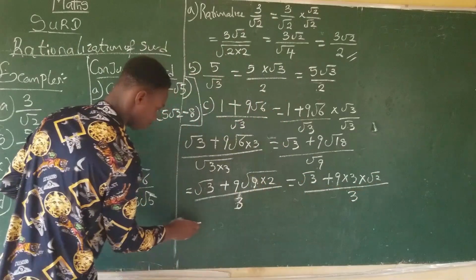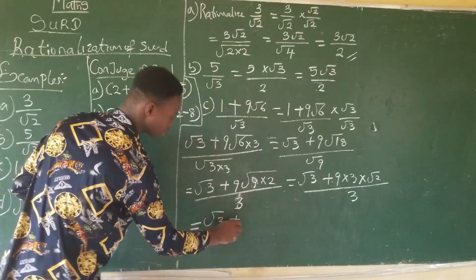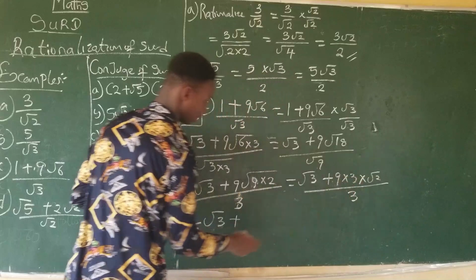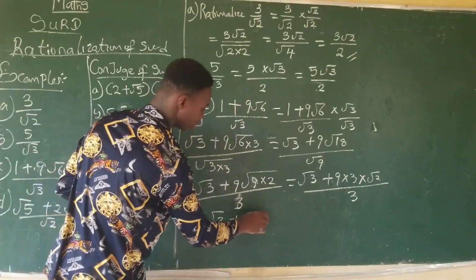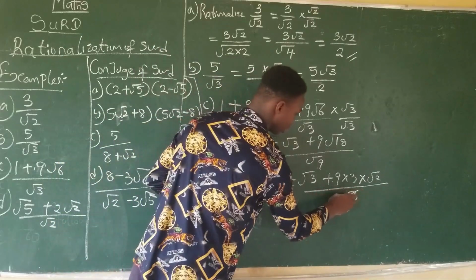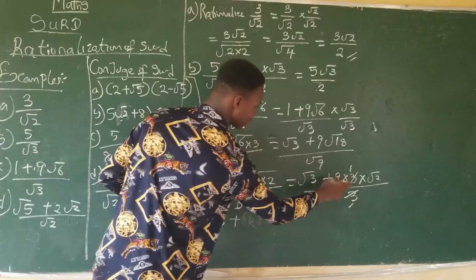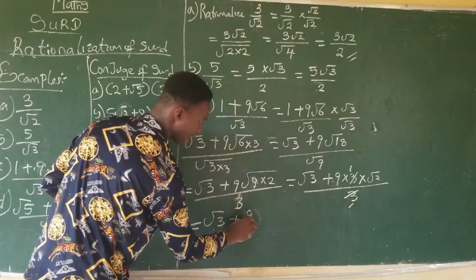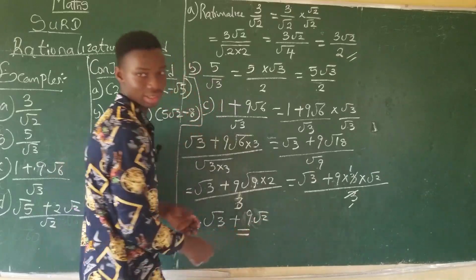So from here, it becomes root 3 plus 9 times 3. It gives us 27, or we divide directly from here. 3 here 1, 3 in 3 becomes 1. So 9 times 1 gives us 9 root 2 as our final answer for this question.